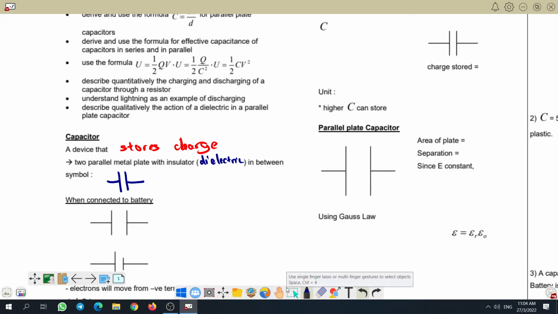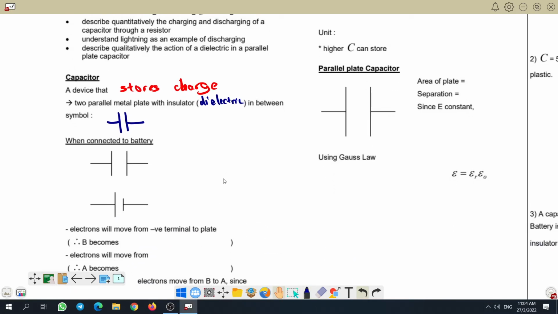Macam mana lah dua plate saja boleh menyimpan charge? Okay, so let's see what will happen when it is connected to a battery ataupun cell. So connect here and connect here. Okay, keep in mind battery, this is a positive terminal and this is a negative terminal. So electron will move from negative terminal to plate A ke B?